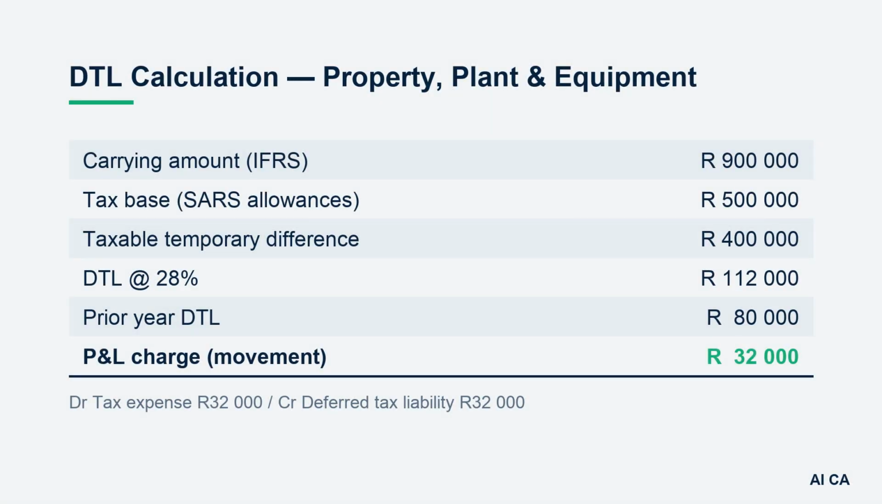Suppose an entity has a machine with a carrying amount of 900,000 Rand and a tax base of 500,000 Rand. The tax authority allowed accelerated allowances in earlier years. The temporary difference is 400,000. Applying a 28% corporate tax rate gives a deferred tax liability of 112,000. In the prior year, the deferred tax liability was 80,000. So the movement, the charge to profit or loss, is 32,000.